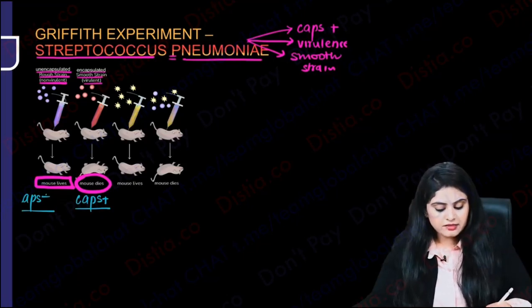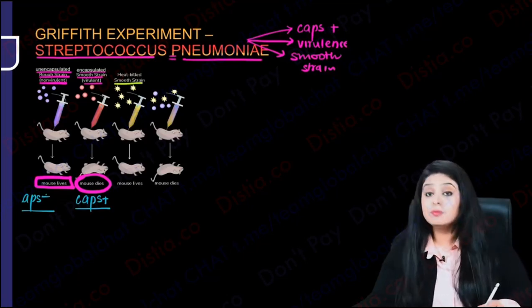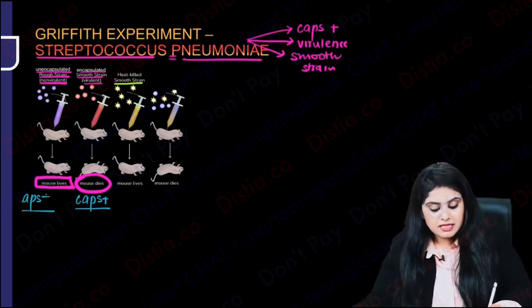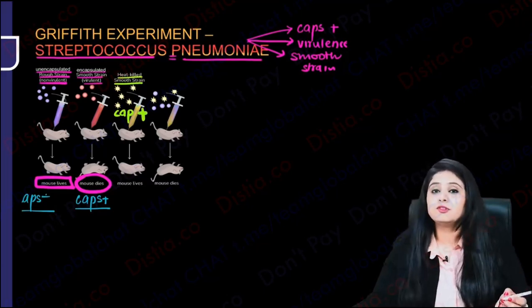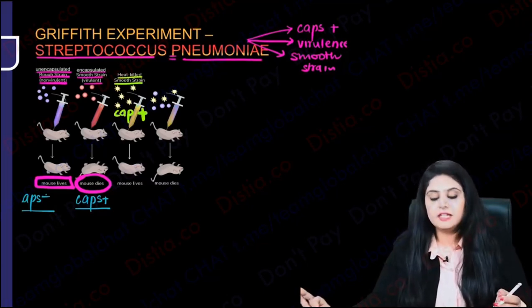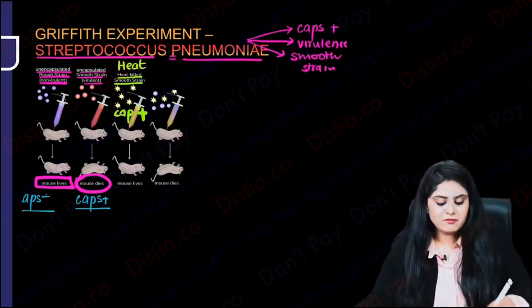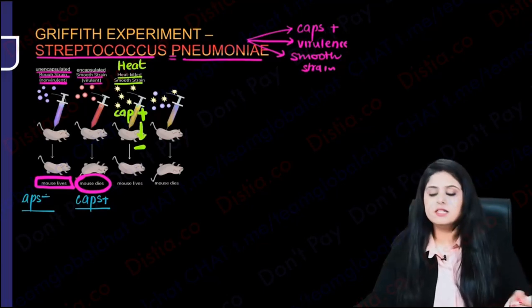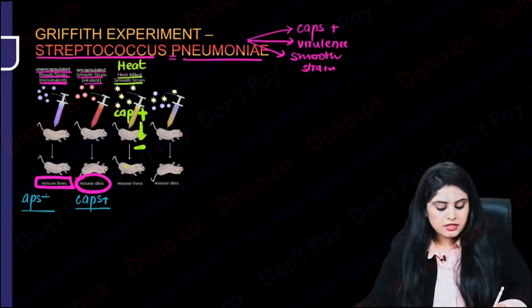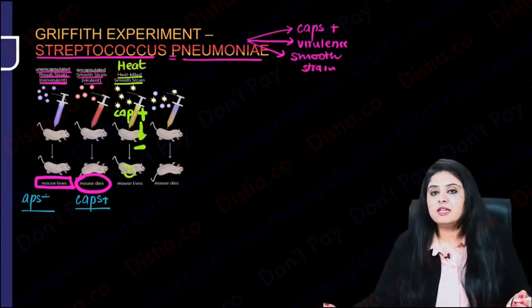Now what I do next is, I am taking the same smooth, meaning the capsulated strain, but I have heat killed it. So basically the capsule has been inactivated. I have applied heat and the capsule has been inactivated. You'll say, ma'am, once the capsule has been inactivated, this means the mouse is going to live. The mouse shall live because the capsule has been inactivated, fine.